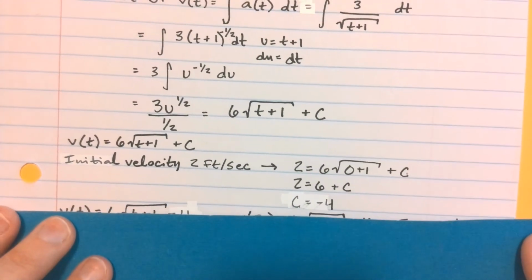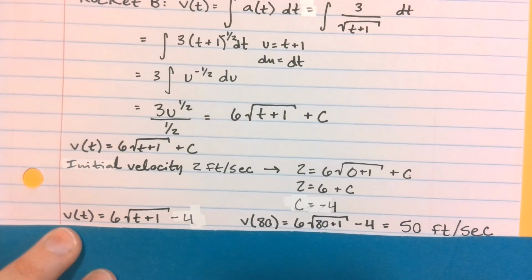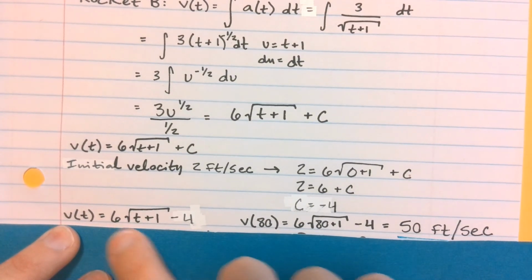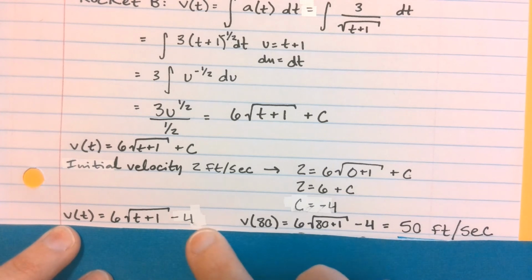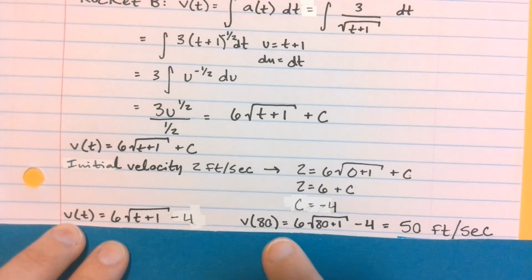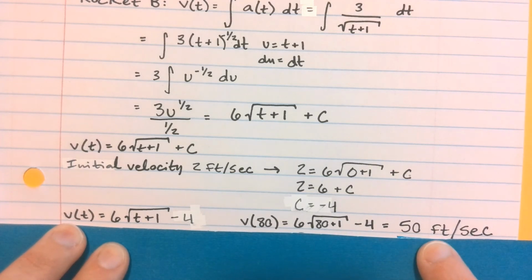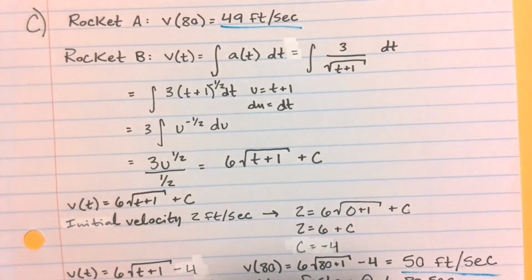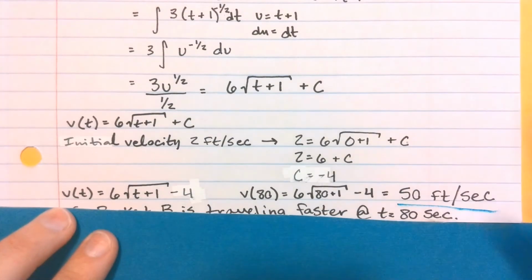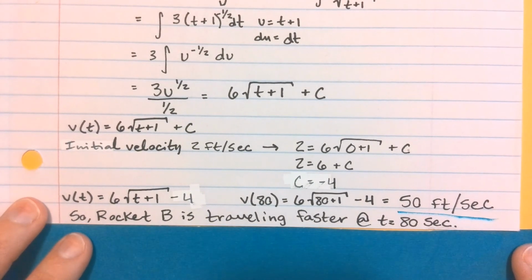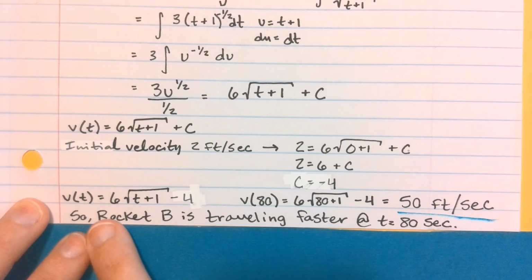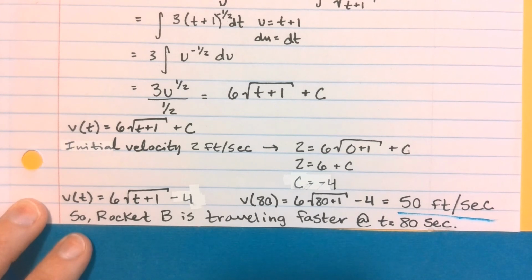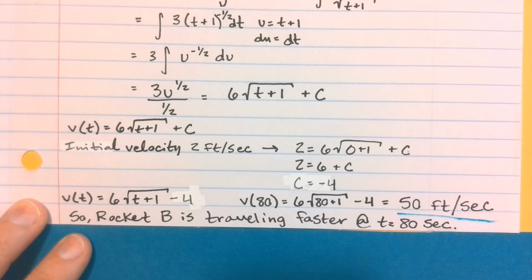Now that we have our c, that tells us that the velocity function is that 6 radical t plus 1 minus 4. So I can plug in my 80 and find that the velocity at 80 seconds for rocket B is 50 feet per second, which, remember, for rocket A it was 49 feet per second. So that means that rocket B is traveling slightly faster, but we would say rocket B is traveling faster at t equals 80 seconds.